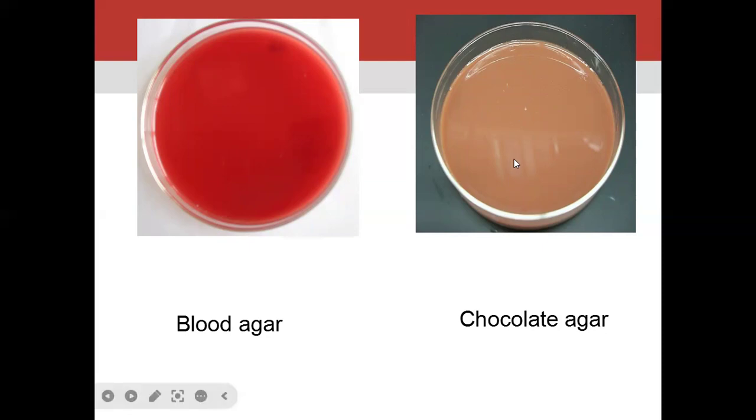Next, chocolate agar. So what is chocolate agar? In chocolate agar, we add heated blood. This is heated blood agar for isolation of fastidious organisms such as Neisseria species and Haemophilus. How is this chocolate agar prepared? It is prepared by adding 5 to 10% sheep blood to molten nutrient agar at 70 degrees centigrade, that is, by heating. So red blood cells are lysed, and the contents of the RBCs are released, so that the color of the culture medium changes to brown. That's why it is named chocolate agar.